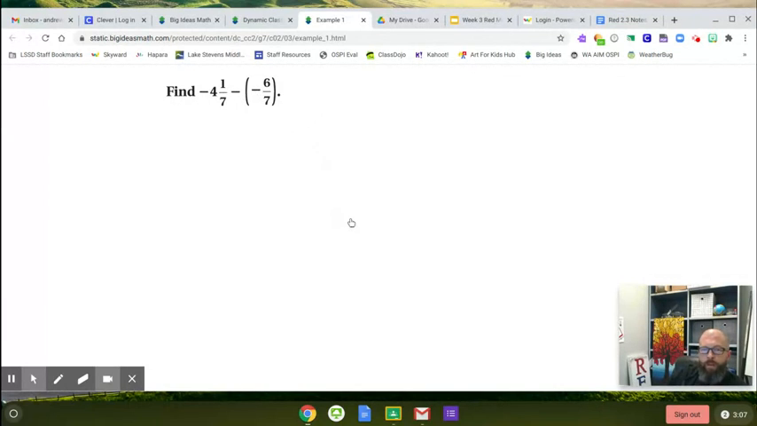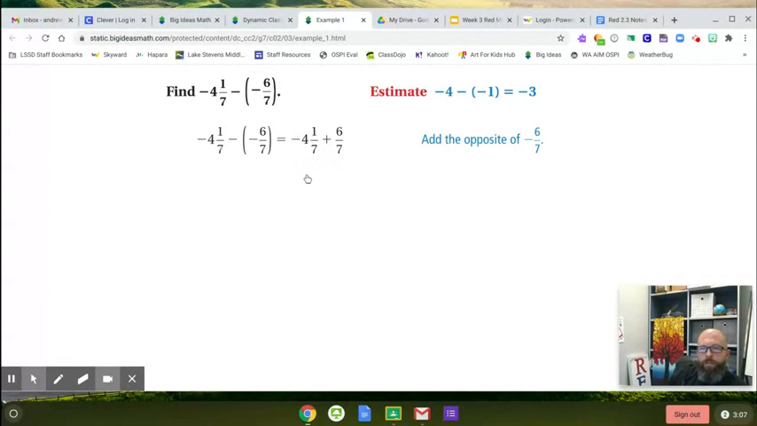So what are the steps here? And you want to keep these handy when you're doing your assignment. They're in your notes. So we're going to estimate first that -4 minus -1, that's actually plus 1, is -3. So our answer should be right around -3. Okay? So we're going to add the opposite of -6/7, which would be plus a positive, which is just plus. Okay, so now we have -4 1/7 plus 6/7.